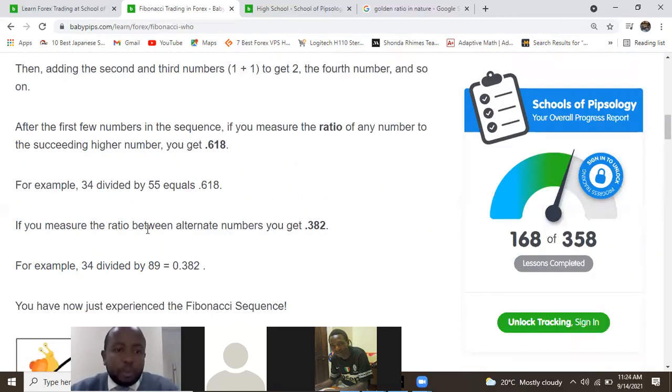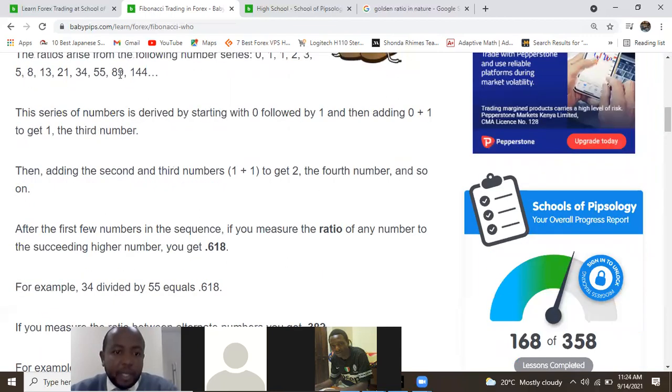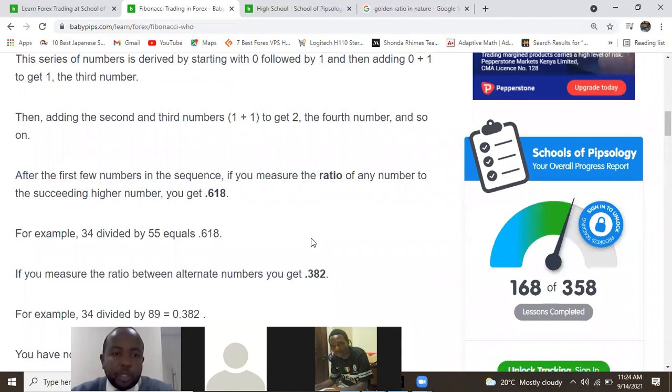If you also measure the ratio of the alternate numbers, for example, 34 divided by 89, now here we are skipping one, what do you get? You get 0.38. You also do 21 divided by 55, 0.38. You also do 13 divided by 34, 0.38. The same. So these are the most important numbers we'll be looking at, 0.618 and 0.382. Let's continue.